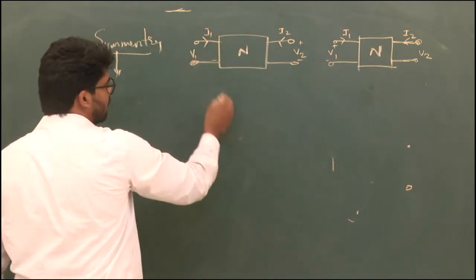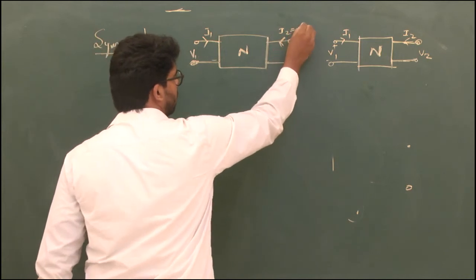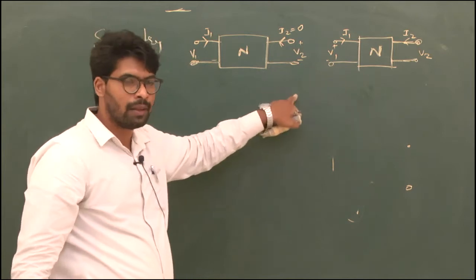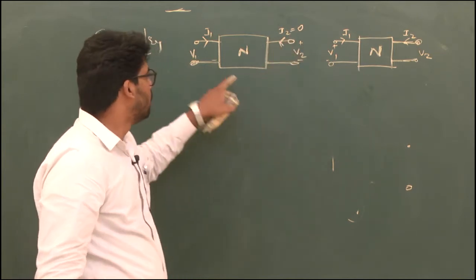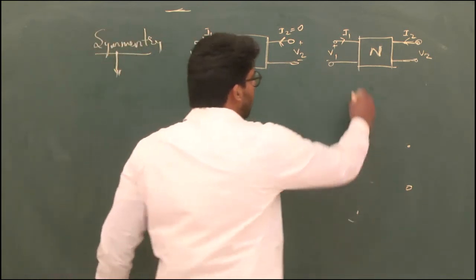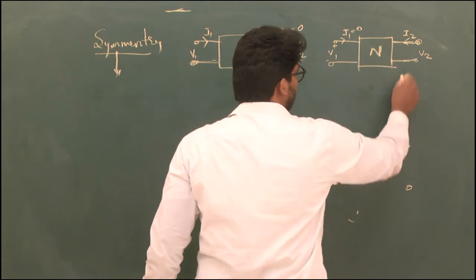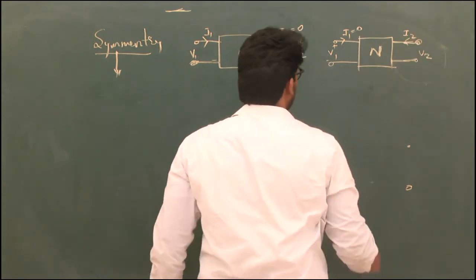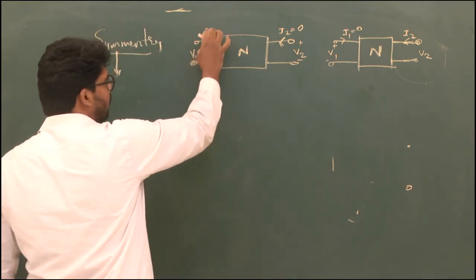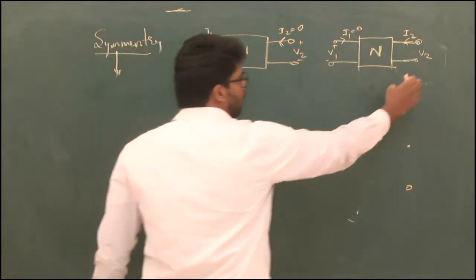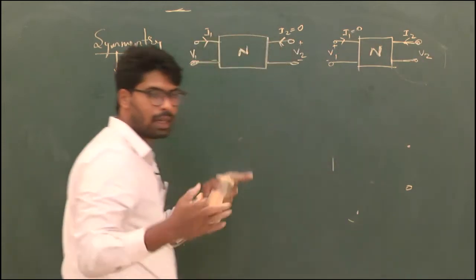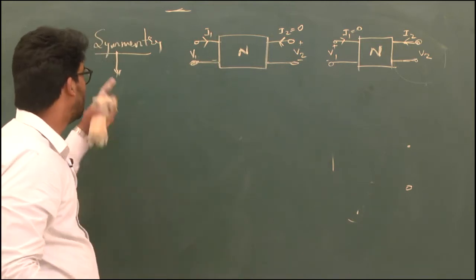I make the I2 current 0 in this condition. Let us assume that we are conducting an experiment. If I make I2 current 0, I will get the input impedance. If I make I1 current 0, you will get the output impedance. While conducting the experiment, we get V1 and I1 in one equation, and V2 and I2 in another equation. We equate both and we get the symmetry condition of any parameter.